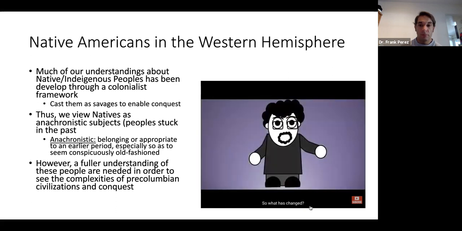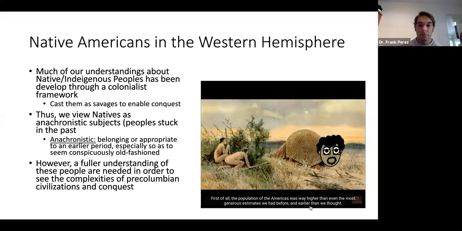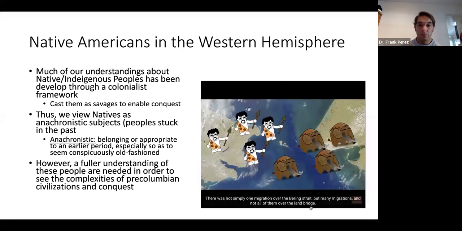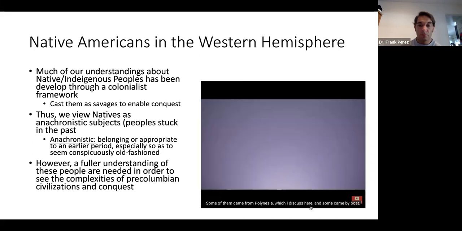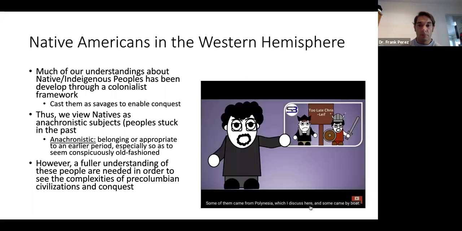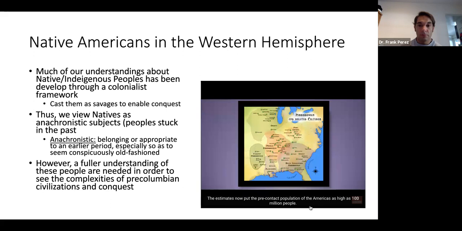So what has changed? First of all, the population of the Americas was way higher than even the most generous estimates we had before, and earlier than we thought. There was not simply one migration over the Bering Strait, but many migrations, and not all of them over the land bridge. Some of them came from Polynesia, which I discuss here, and some came by boat. The estimates now put the pre-Columbian population of the Americas as high as 100 million people.